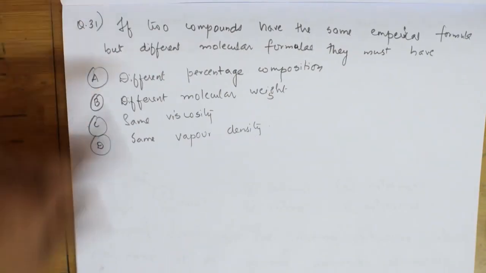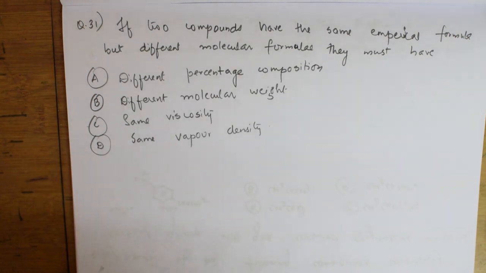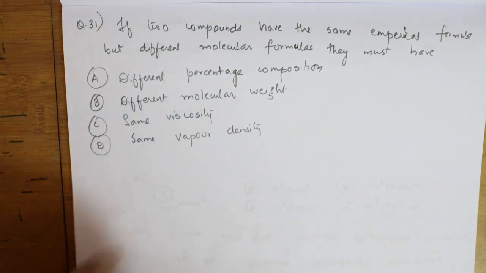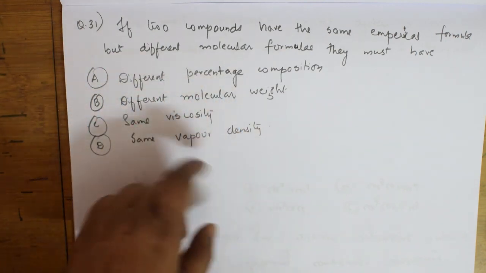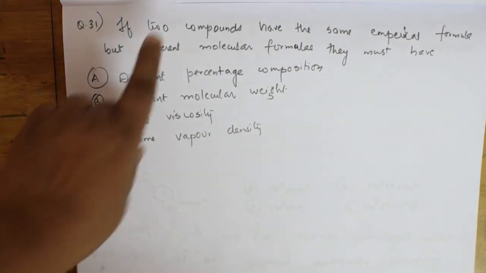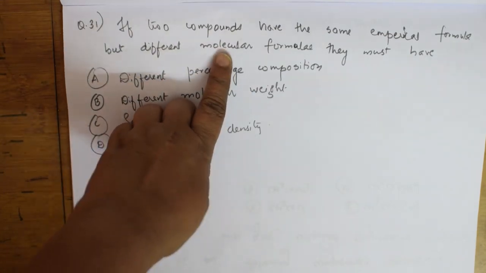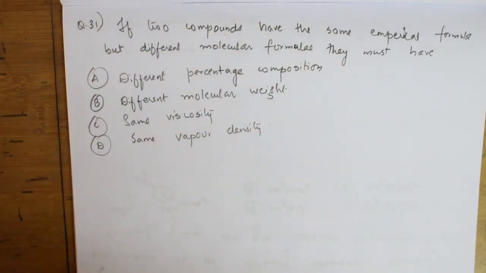Right. So here, what do they give me? If two compounds have the same empirical formula but different molecular formula, they must have what? They have given the options: different percentage composition, different molecular weight, same viscosity, same vapor density. So if the molecular formula is different, what will happen? The molecular weight also will be different, isn't it?